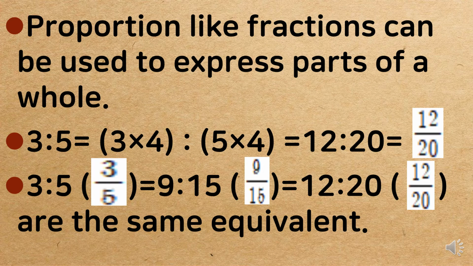Proportions, like fractions, can be used to express parts of a whole. 3 colon 5, with both sides multiplied by 4, becomes 12 colon 20. The fraction form is 12 out of 20. 3 to 5, 9 to 15, and 12 to 20 are all equivalent.